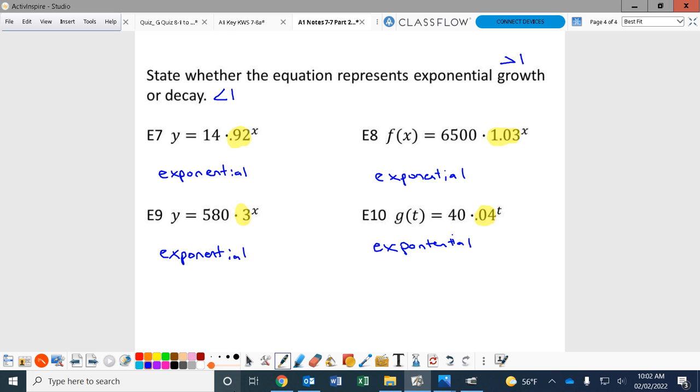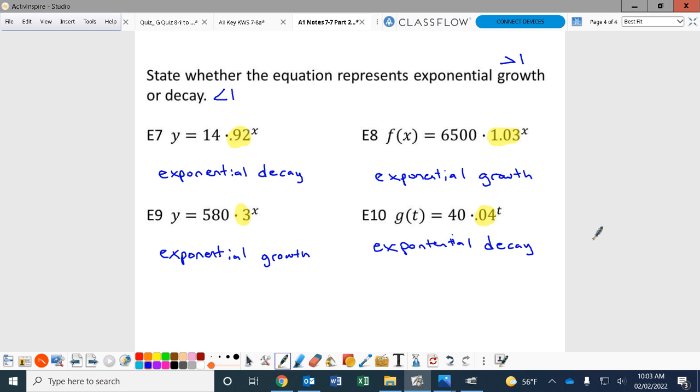Okay, so example 7, it's 0.92. Is it exponential growth or decay? Decay is correct. It is less than 1, so it is going to be decay. Example 8, it's 1.03. Growth or decay? Growth. Okay, this one is 3. Growth or decay? That's really growth. That's 300%. That would get very big very fast. And then 0.04. Decay. It actually would get small very quickly.